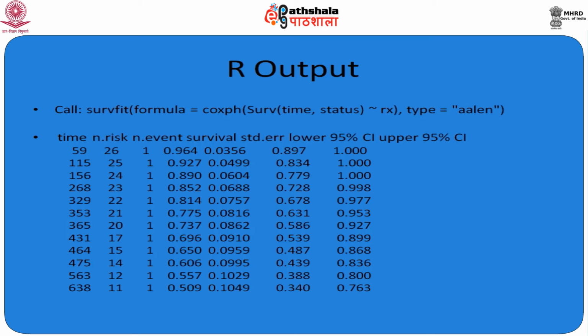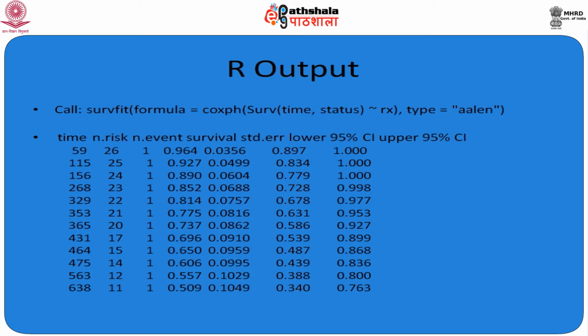You can see that at the end of 59 days, the patients at risk were 26, and in that period the number of events, that is death, occurred for only one patient, and that's why the survival probability comes to 0.96, and the standard error corresponding to that survival probability is 0.03. We have the lower 95% confidence interval at 0.89 and the upper confidence interval at 1.00.